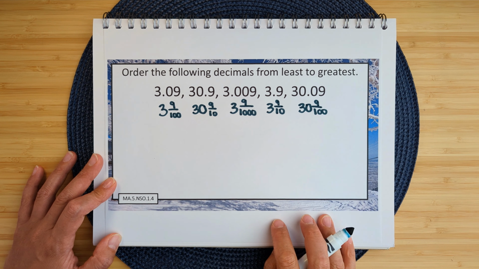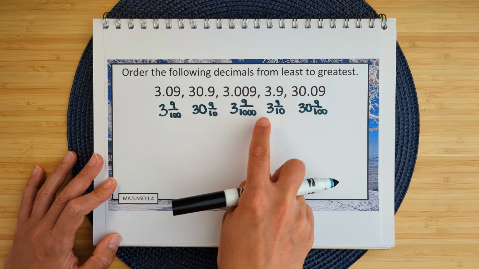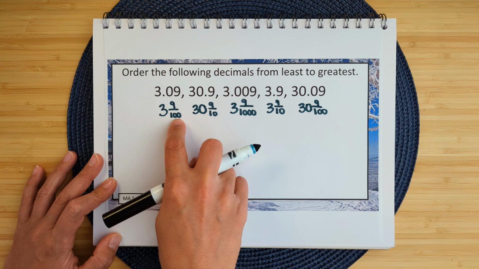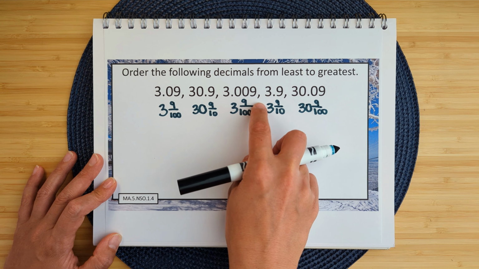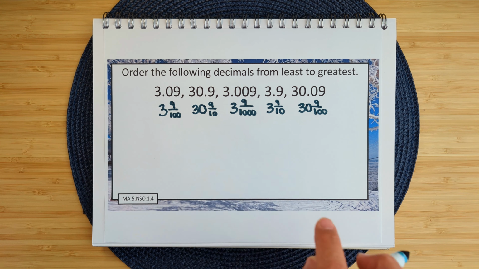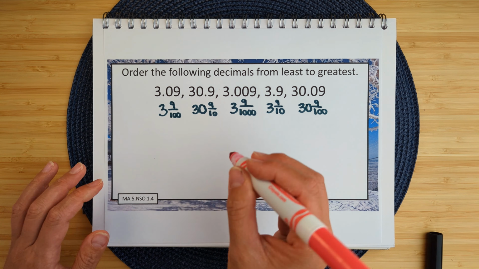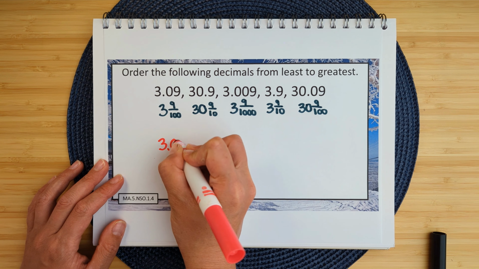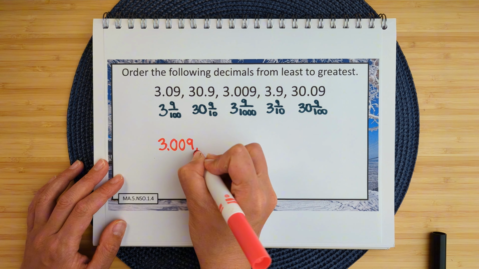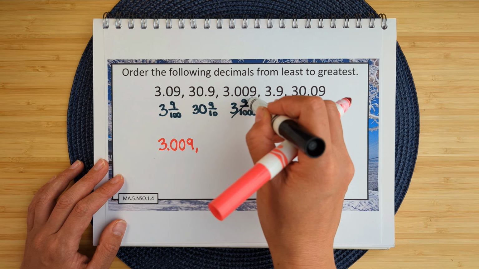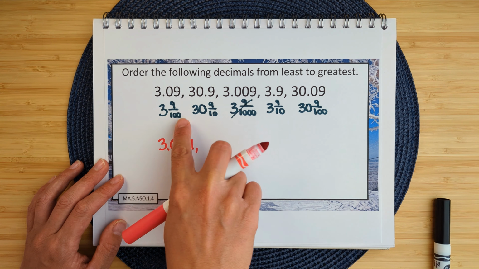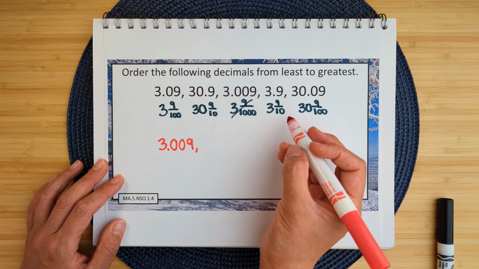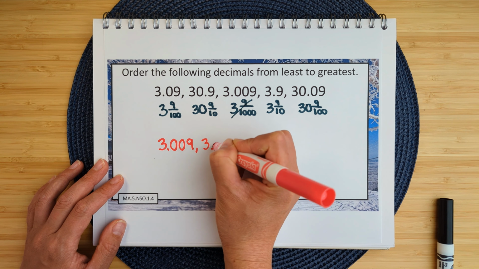So right off the bat, I can see 3, 3, 3. So they're the smallest values. And then looking at the fractional part, 9/100ths, 9/1000ths, and 9/10ths. I know that 9/1000ths is the smallest value. So that is going to go first, 3 and 9/1000ths, but I'll write it as a decimal. And then looking at those threes again, 3 and 9/100ths, 3 and 9/10ths. I know 9/100ths is less than 9/10ths. So 3 and 9/100ths.